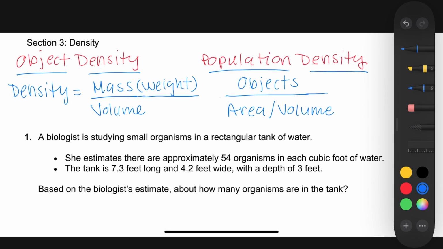So we are given a population density that there's 54 organisms in each cubic foot of water. So that is the population density in that particular tank. And then we're trying to figure out how many organisms there are. And we know the length, width, and depth or height of the tank, so we can figure out the volume. So the very first thing we're going to do is figure out the volume of the tank. So we're going to multiply those three values together.